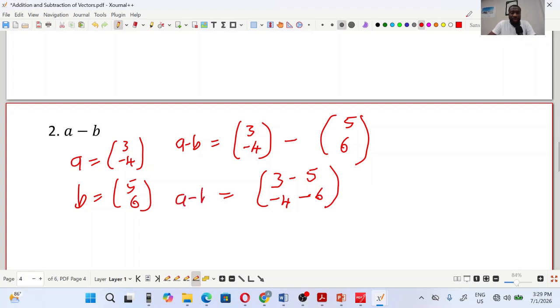So my A minus B is going to be equal to 3 minus 5, I have negative 2, and negative 4 minus 6 is going to be what? Negative 10, right? And that's your answer.